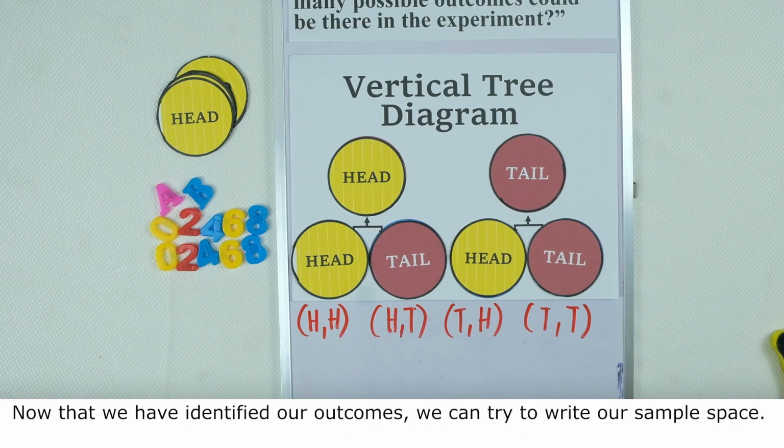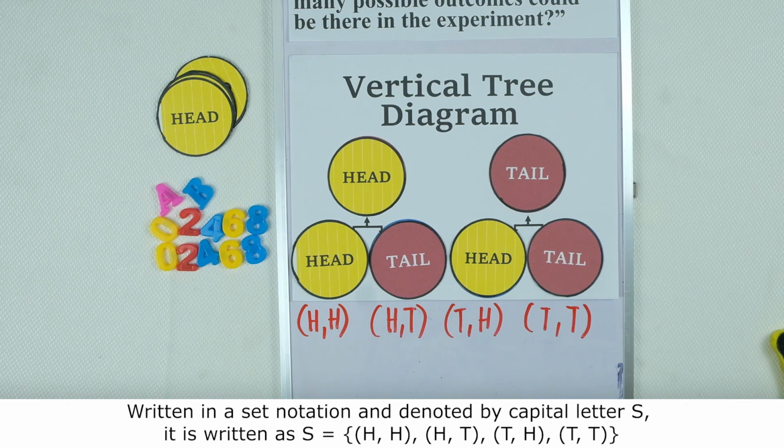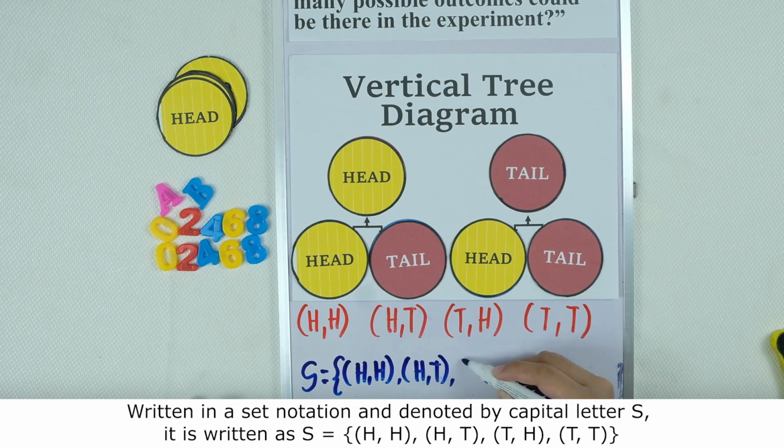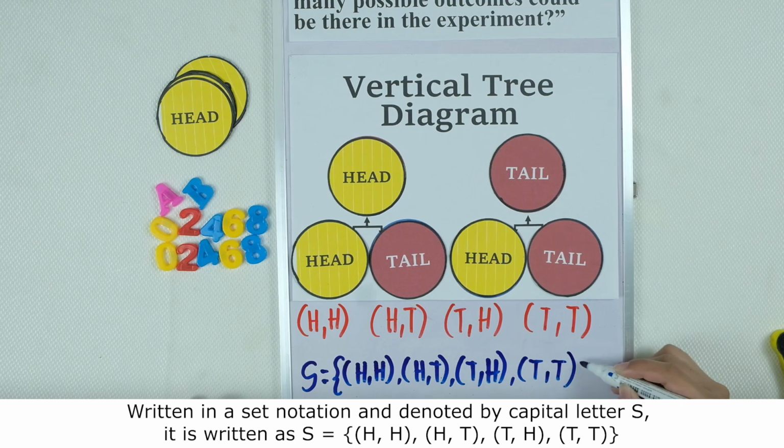Now that we have identified our outcomes, we can try to write our sample space, written in a set notation and denoted by capital letter S. It is written as a set of possible outcomes: H, H, or head and head, getting a head and a tail, getting a tail and a head, and getting both tails. So this is how we write a sample space.